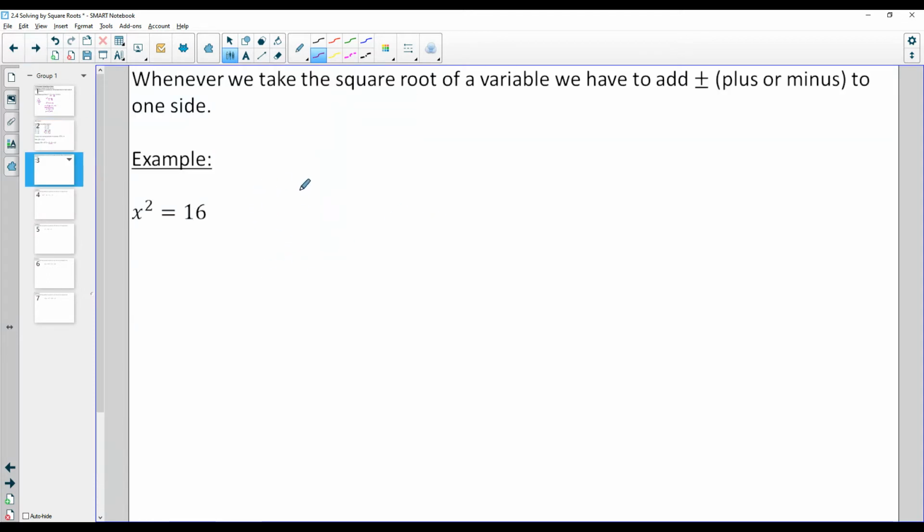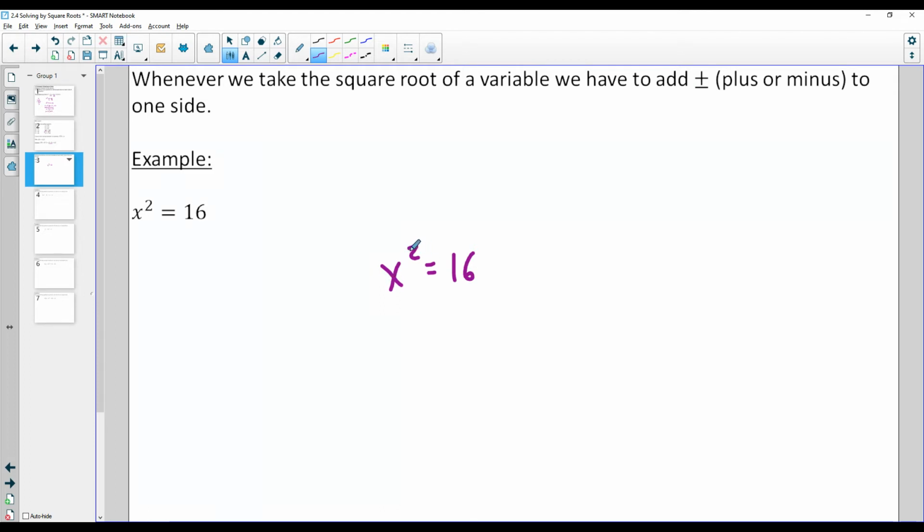And so here is probably the most important thing about today. This is the thing that you want to write down or pay attention to the most. Whenever we take the square root of a variable, we have to add plus or minus to one side. Now why? So let's take a look at x squared equals 16.